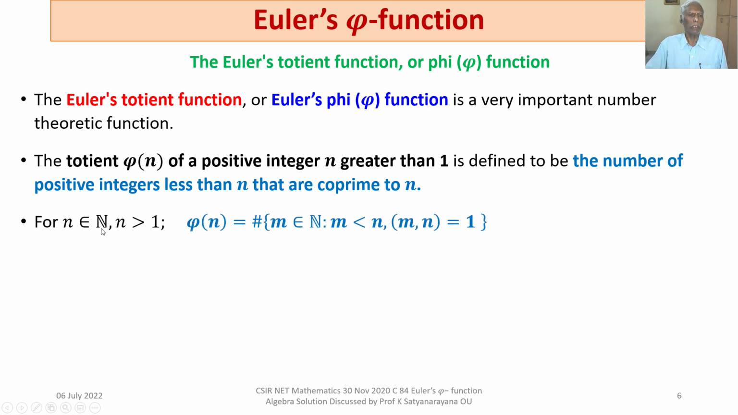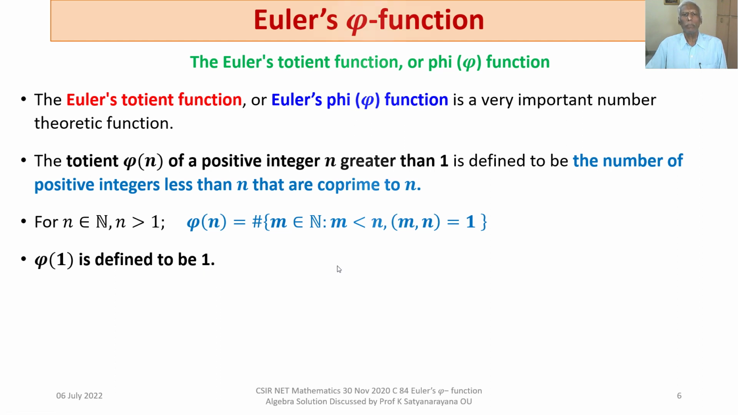For n belonging to the set of natural numbers, n greater than 1, phi of n is the cardinality of the set consisting of m belonging to N, where m less than n, and the GCD of m, n is 1. That is, m and n are co-prime, or relatively prime. So, phi of n denotes the number of positive integers less than n that are relatively prime to n. Phi of 1 is defined to be 1.